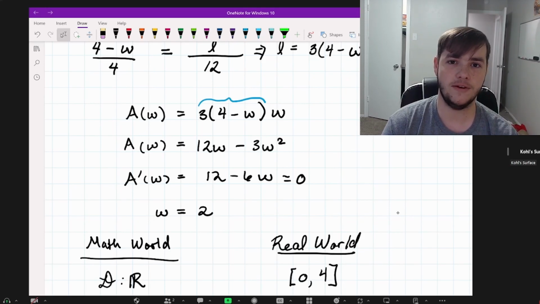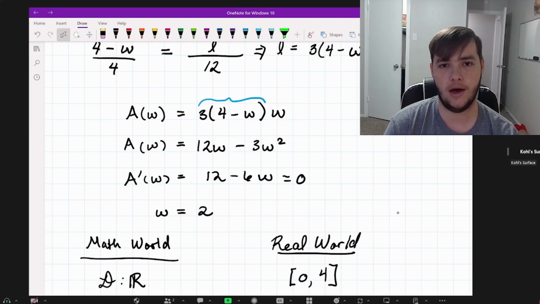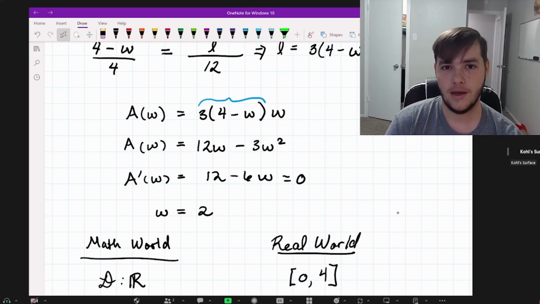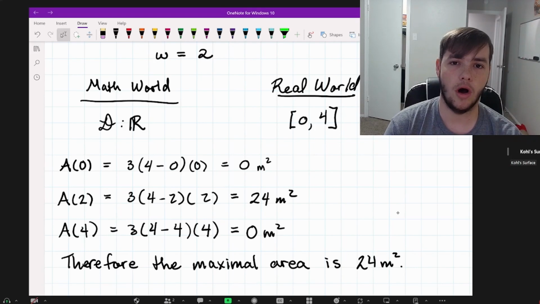Next, see if you can find the maximal area on your own. Check this short list of points, the endpoints, and all the critical points that fall within it, and find the maximal function value. Hopefully, we were all able to conclude that A of 0 is 0, A of 2 was 24, and A of 4 is 0, meaning that the maximal area for our future playground is 24 square meters.